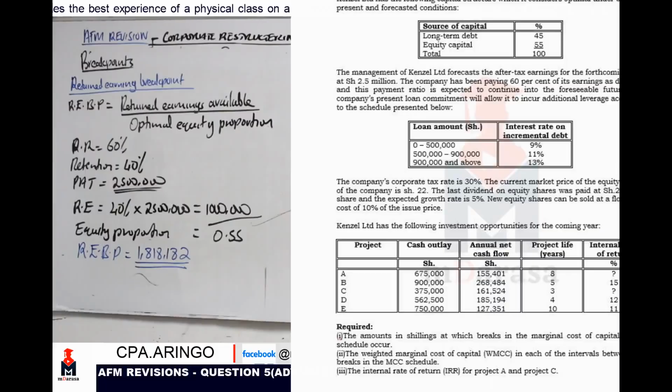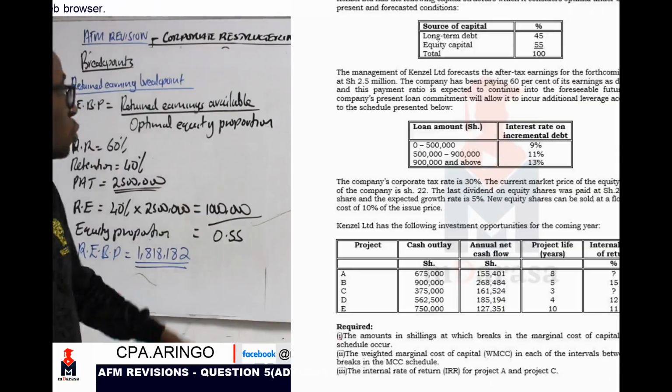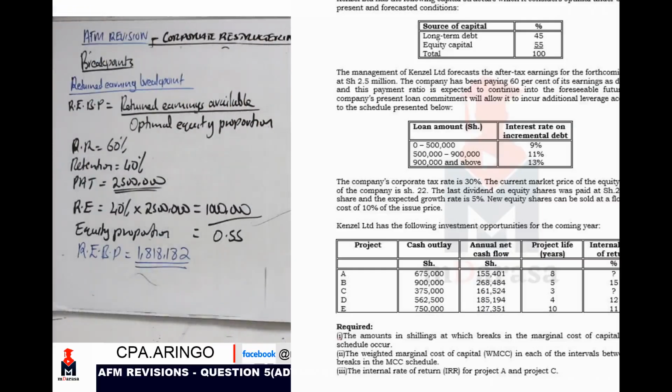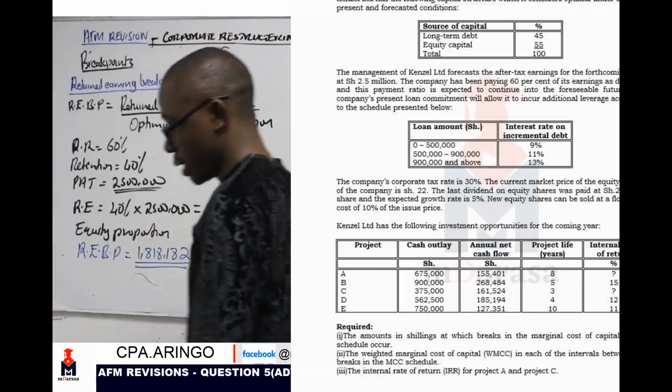For debt, I'm given that I can have additional debt, but on the current structure I'm having 45%. Also, you are supposed to determine the debt breakpoint. For the debt breakpoint, I'm given it in ranges: 0 to 500,000, 500,000 to 900,000, and 900,000 and above. So it will be upon us to determine the breakpoints in relation to that. Kindly clear that so that we proceed.